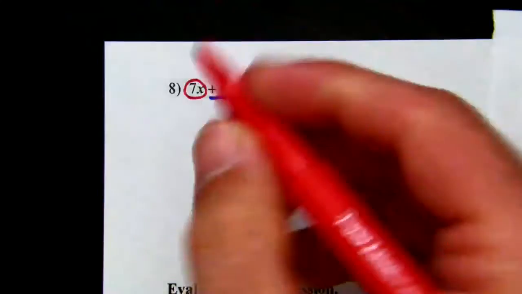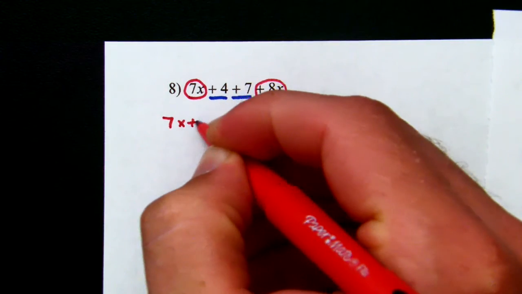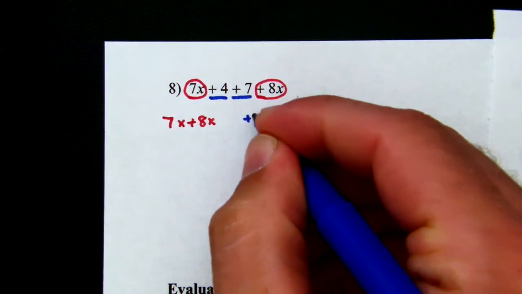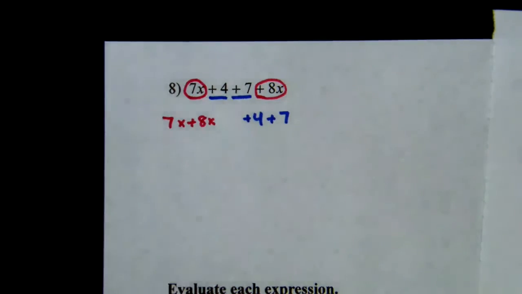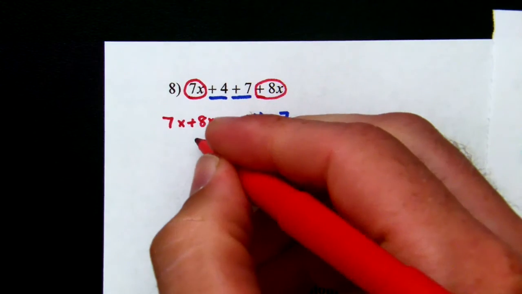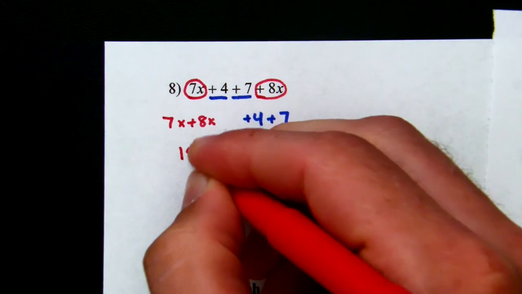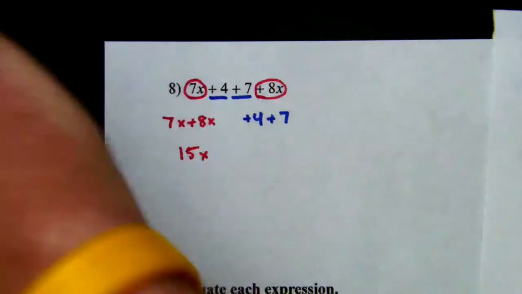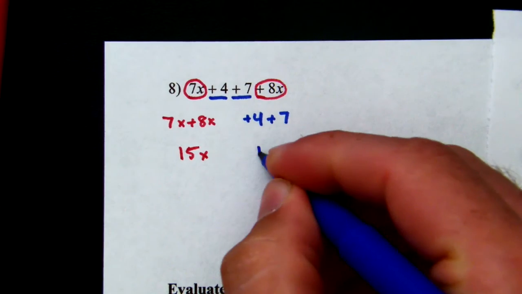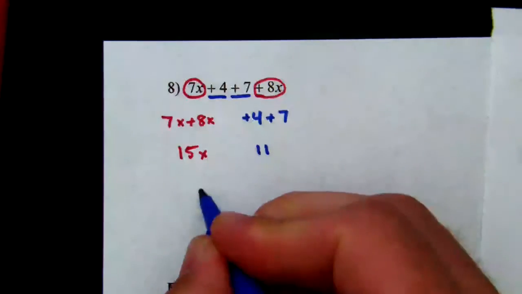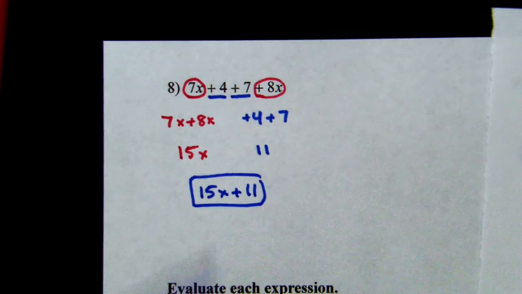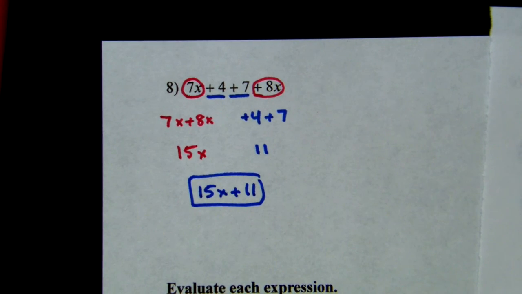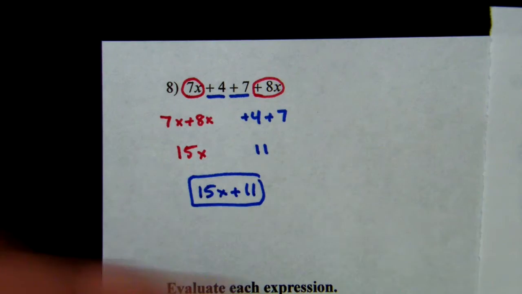So what I'm combining here is 7x plus 8x with the sign out front, and then plus 4, a positive 4 plus 7. So 7x plus 8x, well 7 plus 8 is 15. We add the x in front. 4 plus 7 is 11, so my final answer is going to be 15x plus 11. Okay, so circle the terms with the variable, underline the terms that don't have a variable.